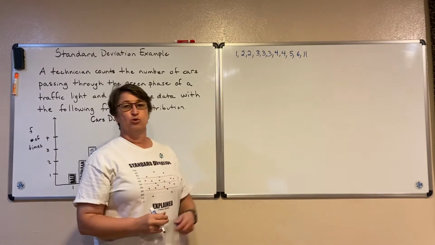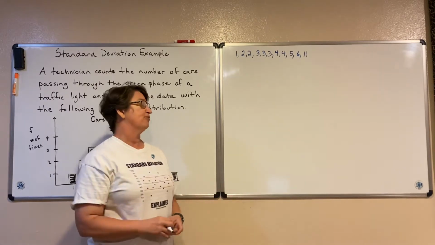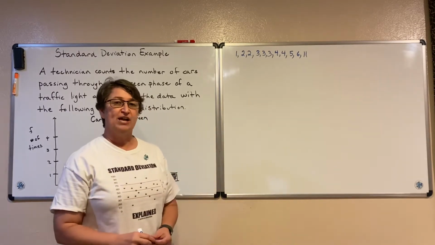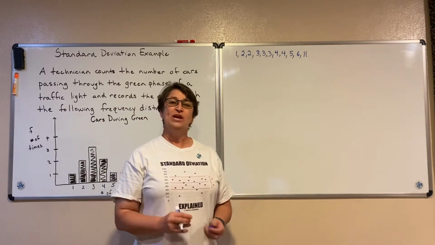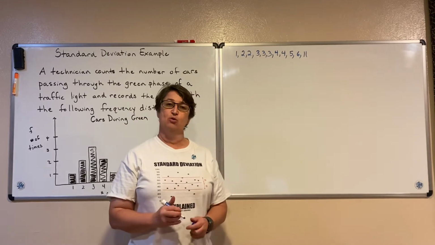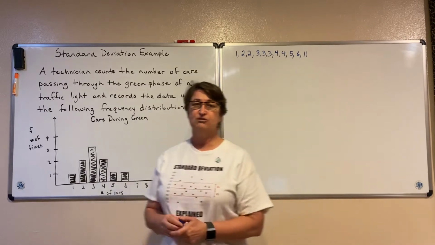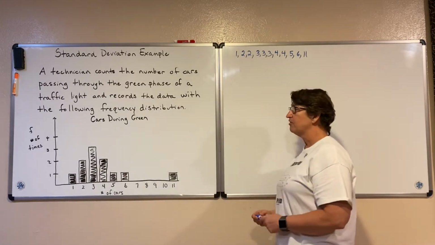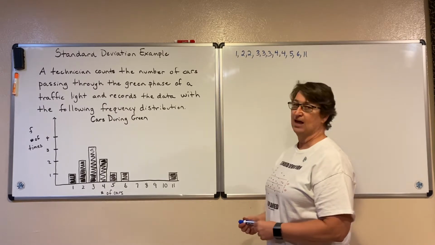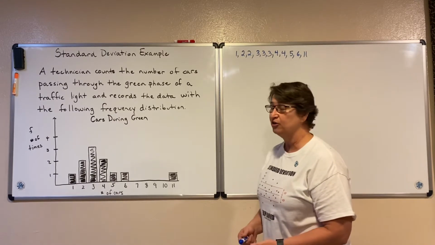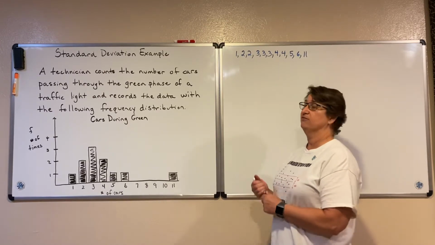This is the data that we're going to find the standard deviation for, to find out how spread out that data is. When we're finding the standard deviation and the variance before the standard deviation, we need to know if we're dealing with a sample or with a whole census from a population. So let's look again at our scenario. The technician counts the number of cars passing through the green phase of a traffic light. Did they get all of the green cars? I think not. I think this is just a sample of data.